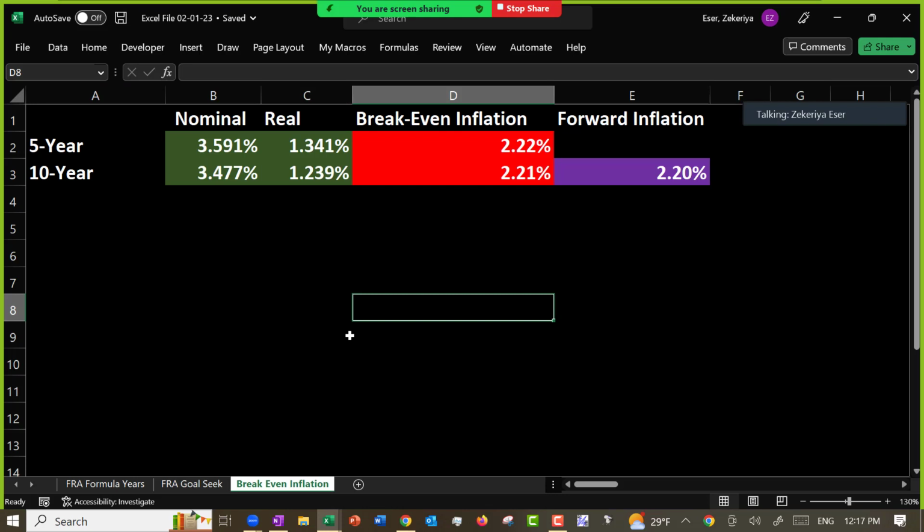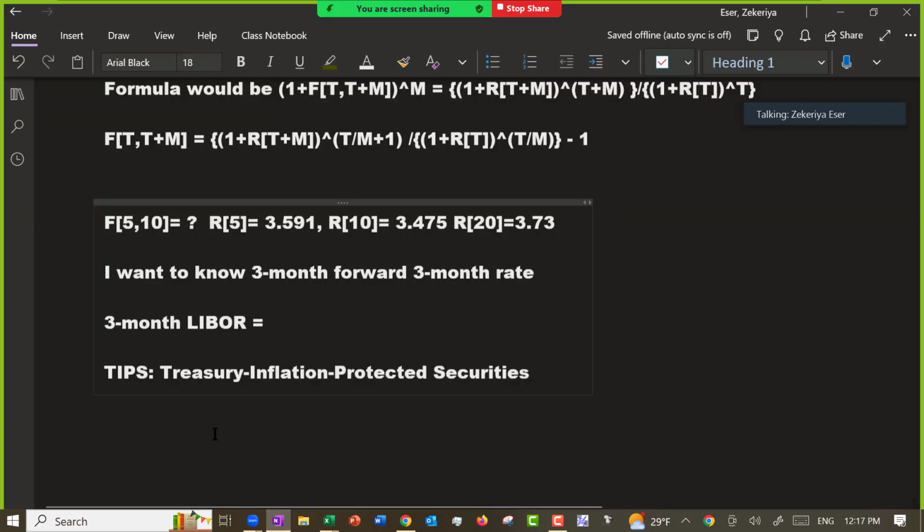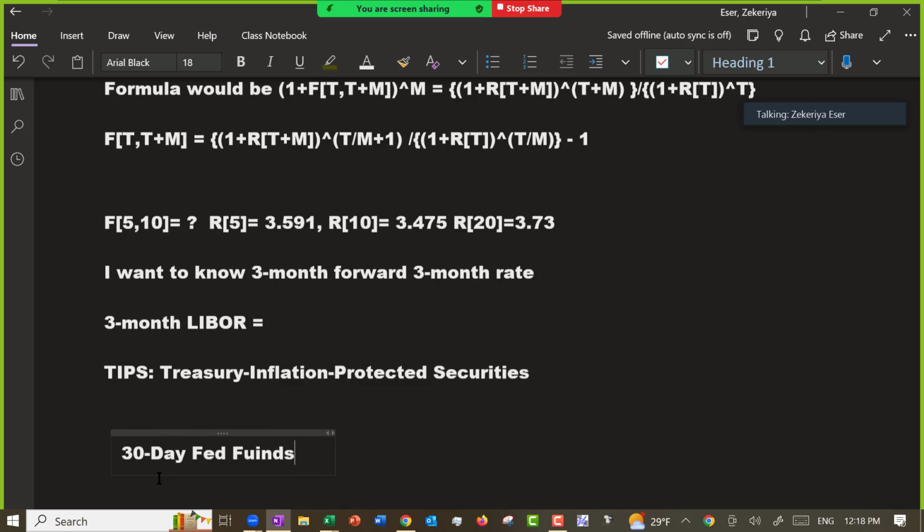Since today is the day where at 2 o'clock, the Federal Open Market Committee, which is the decision arm of the Federal Reserve on monetary policy, is going to announce what they're going to do to the Fed funds rate. You can figure out what the market thinks they're going to do using Fed funds rate futures. This is so-called 30-day Fed funds rate futures.